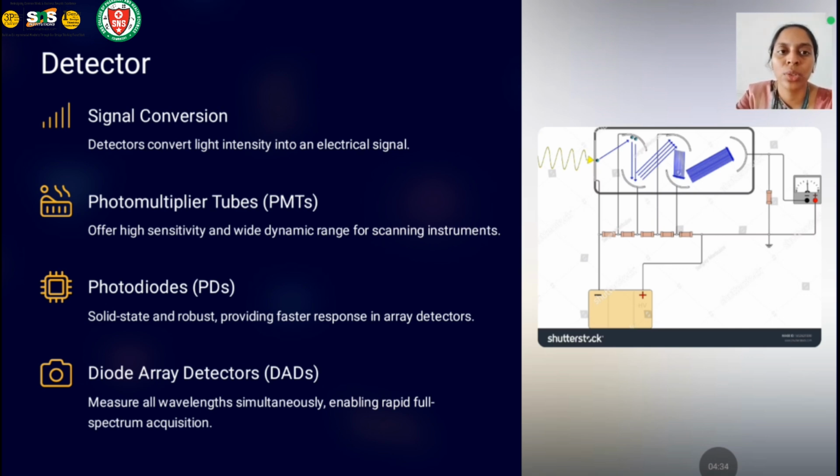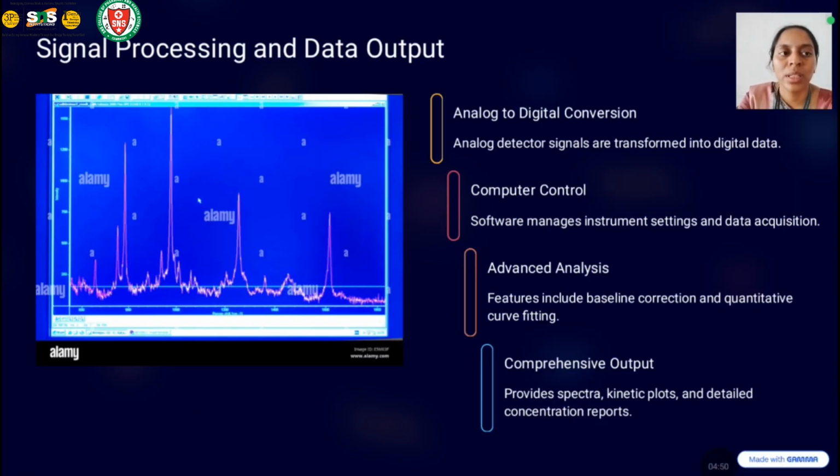And then photodiode. Photodiodes are another type of detector, solid state and robust, providing faster response in array detectors. Diode array detectors measure all wavelengths simultaneously, enabling rapid full spectrum acquisition. Then signal processing and data output. Now we have converted all the light energy into an electrical signal. The next step is signal processing or data output, that is a readout device.